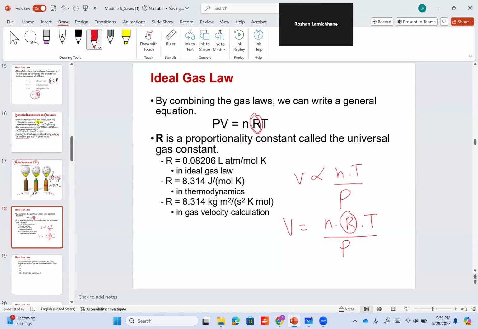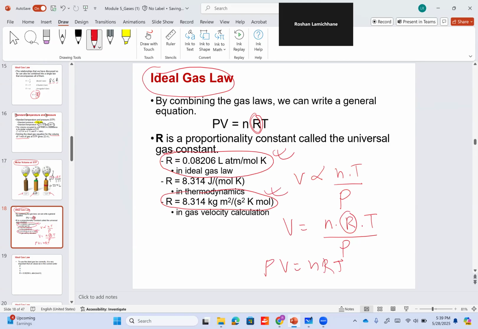I multiply both sides by P, and I end up with PV equals nRT, and this is called our ideal gas law. Now, R is a constant, and depending upon what problem I'm working through for this chapter, most of the time, at least for the next 10, 15 slides, we'll use this R value. But for example, if we look at the gas velocity calculation, we will be using this R value. And I will go over why we use this constant versus that constant.